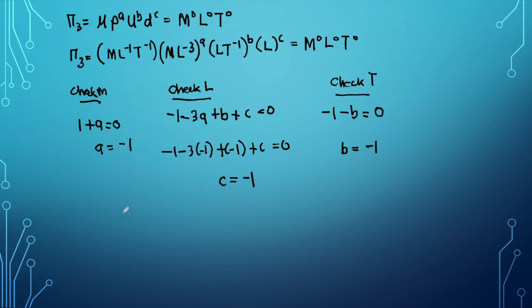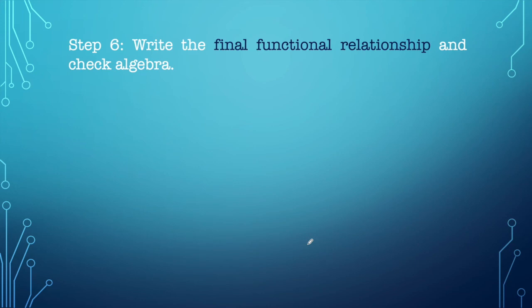After you get this value, substitute inside pi 3 here. Okay. So pi 3 equal to mu rho to the power of A. A is minus 1. U to the power of B. B is minus 1. D to the power of C is negative 1. Therefore, your equation becomes mu over rho U D. Okay, that is your third pi. We already solved all the pi's, and then we go to the next step. Write the final functional relationships and check algebra.